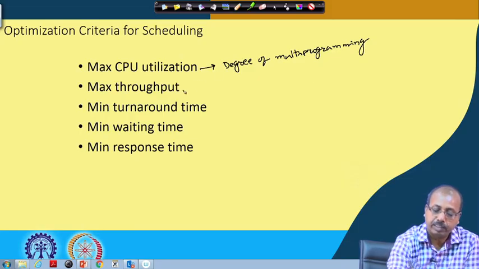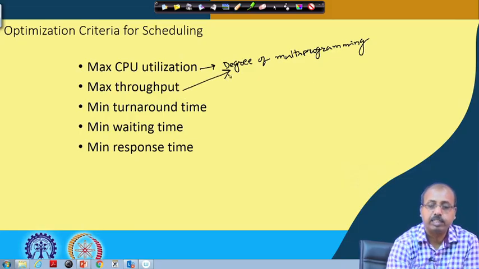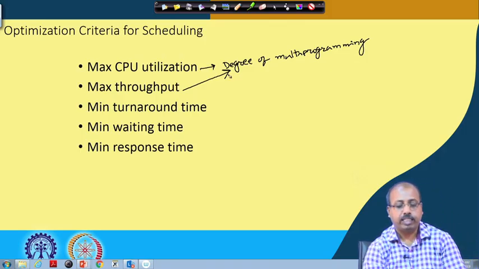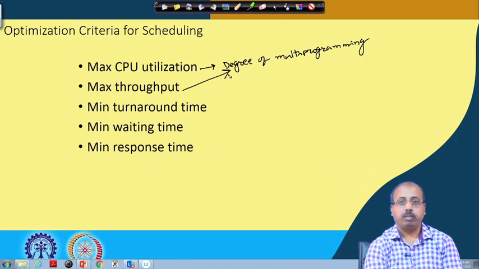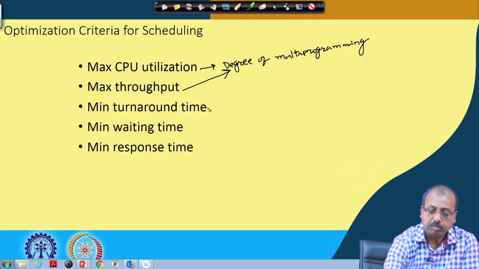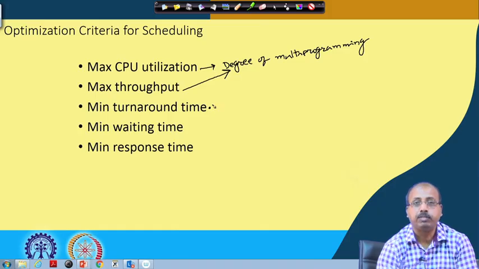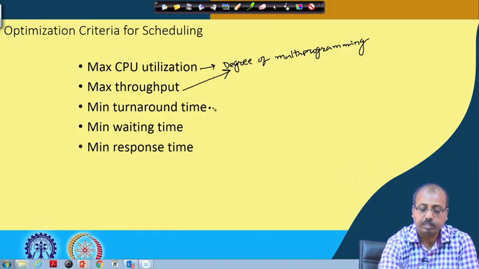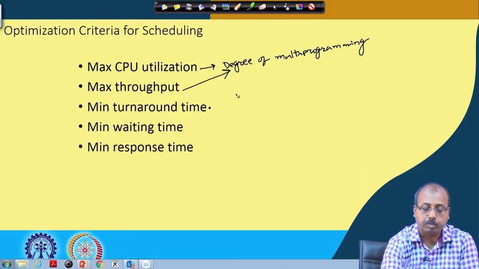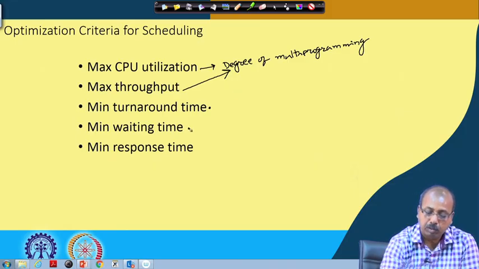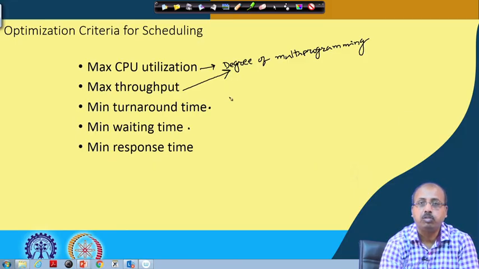This will also affect the throughput, because throughput measures the number of jobs completed per unit time. If I do not have enough jobs in the system, and the degree of multiprogramming is low, then the throughput will also be low. On the other hand, turnaround time will be low in that case, because now I have fewer jobs, so they will be attended to very fast. Waiting time will also be low if the degree of multiprogramming is low, because there are fewer jobs, so we have to wait less.